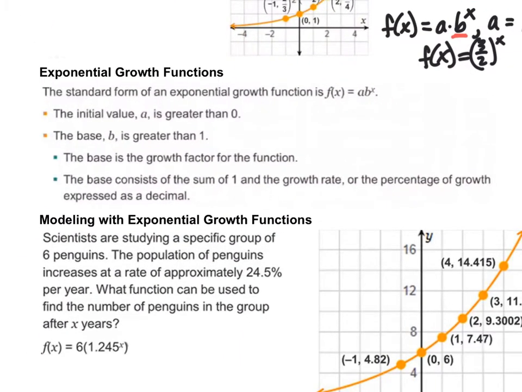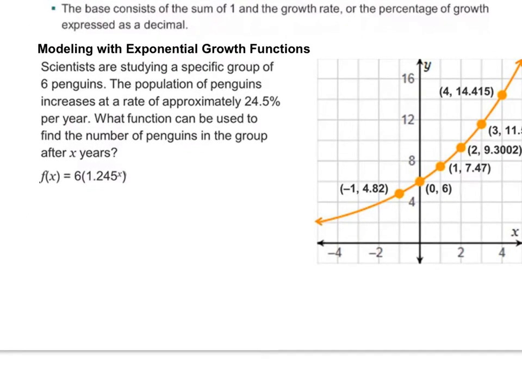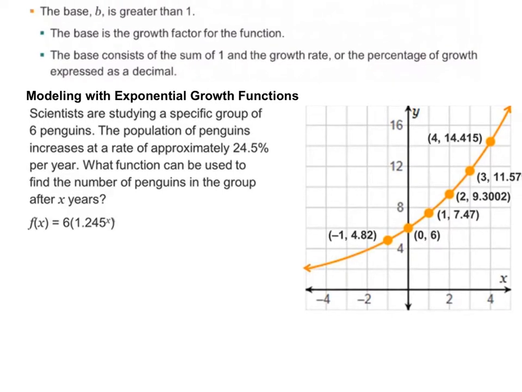All right, so exponential growth functions, we always have this part where a times b to the x. The initial value is a, and it should be greater than 0. The base b is greater than 1 if we have a growth function. We'll look at other parts where if we don't have that, it'll look a little bit different. Let's take a look at this.